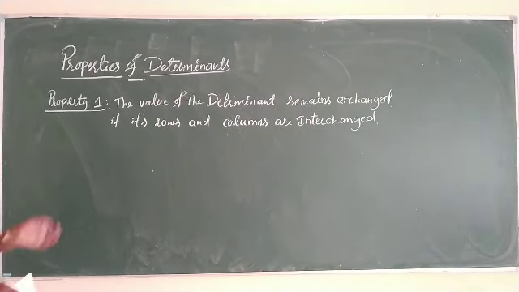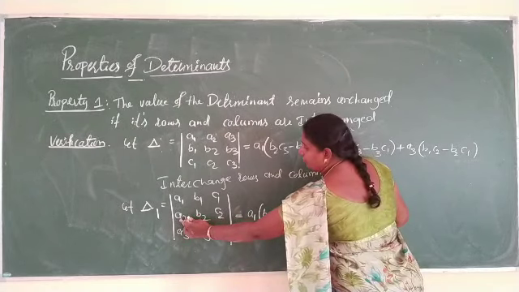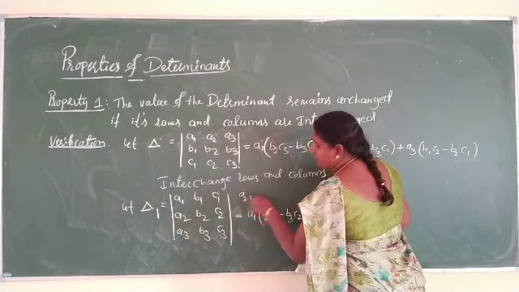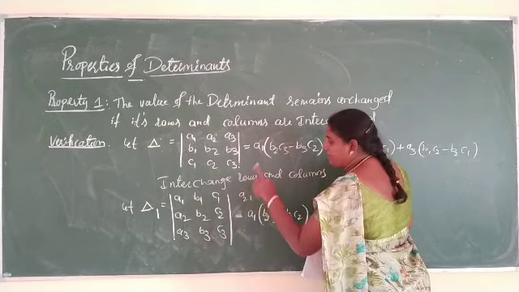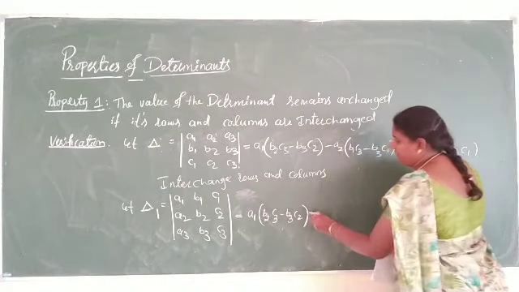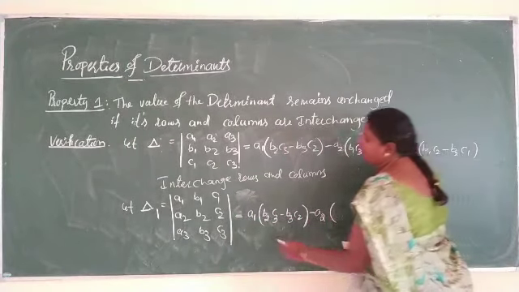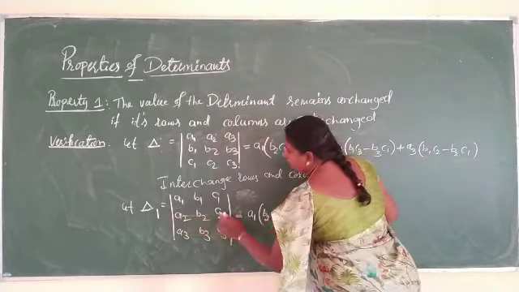Let us do it. A1 into, where A1 lies, that row and that column cancel, you will get these two. What are those two? B2C3 minus B3C2. Next, this is in the second row, first column, so A21: second row first column is 2 plus 1 is 3, minus 1 whole cube is negative. That's why it is minus A2 into, that row and column cancel, B1C3 minus B3C1.